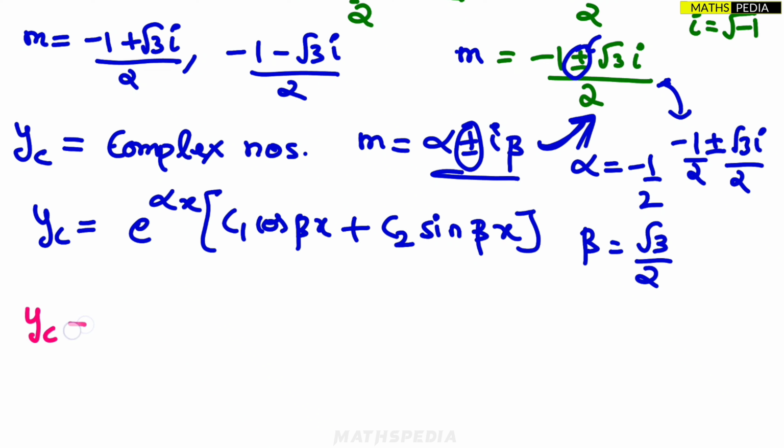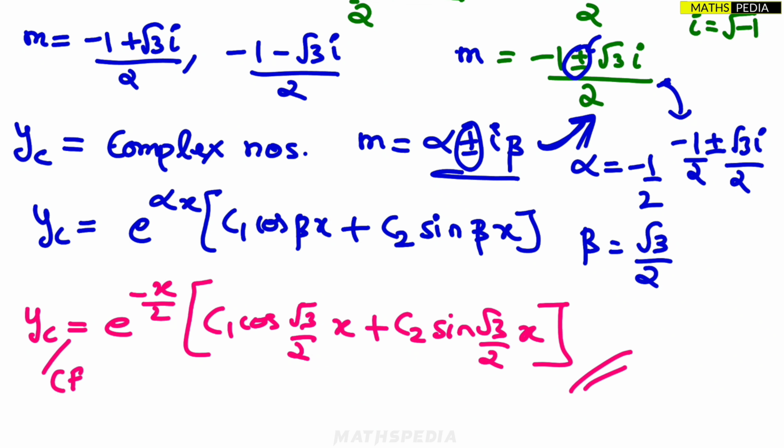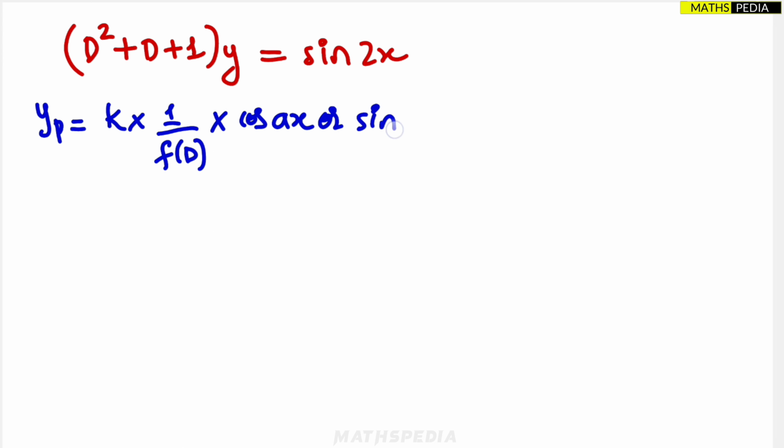So after getting alpha and beta, can I write the answer directly? Yes, you can write. So yc is equal to e power alpha x, alpha x means minus x by 2, I can write, minus 1 by 2 into x, into c1 cos beta x, beta value is root 3 by 2, so cos of root 3 by 2 x, plus c2 sin root 3 by 2 x. Right? So this is the value for yc. I got the complementary function. After getting the complementary function, we have to go for the particular integral. So in order to write yp, what we are going to do is k into 1 by f of D into cos ax or sin ax, it is the same thing.